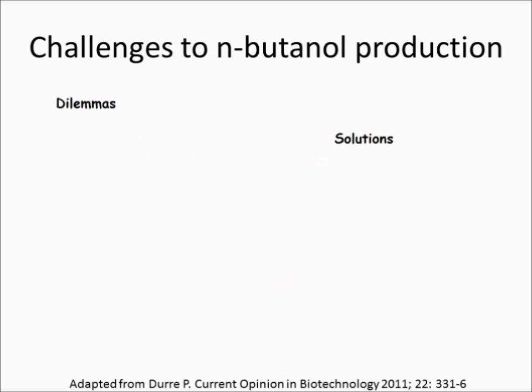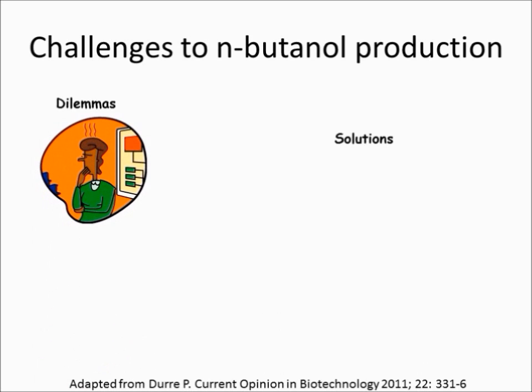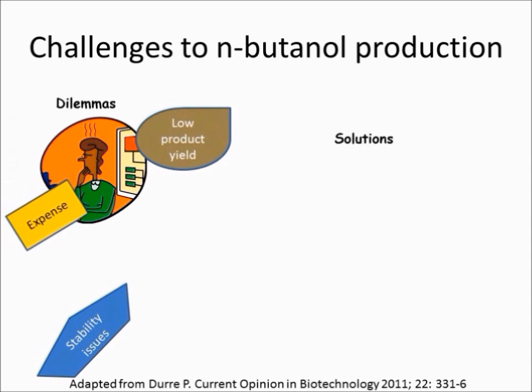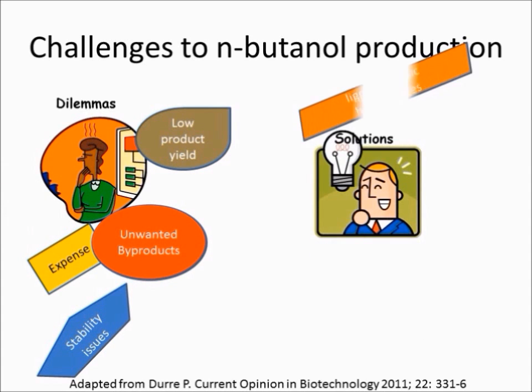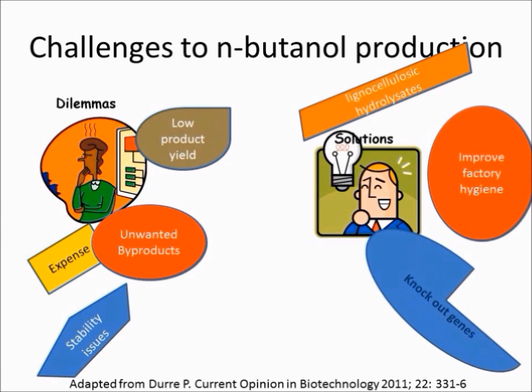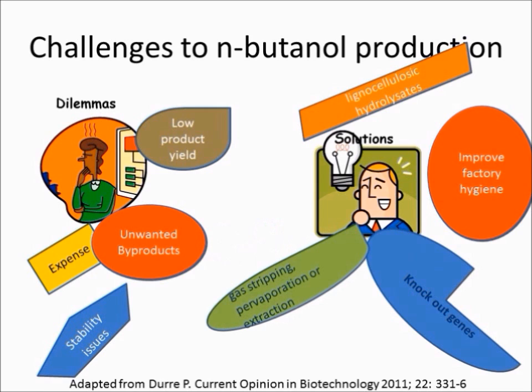These various strategies using E. coli to produce butanol will clearly improve the amount and efficiency of butanol production. However, there are challenges to butanol production that must be addressed. These include low product yield, stability issues, expense, and unwanted byproducts. Possible solutions to the dilemma include the use of lignocellulosic hydrolysates, or non-food resources, knockout genes, improved factory hygiene, and gas stripping, pervaporation, or extraction techniques.